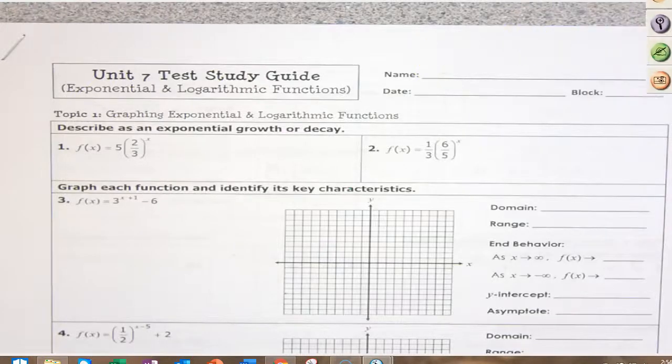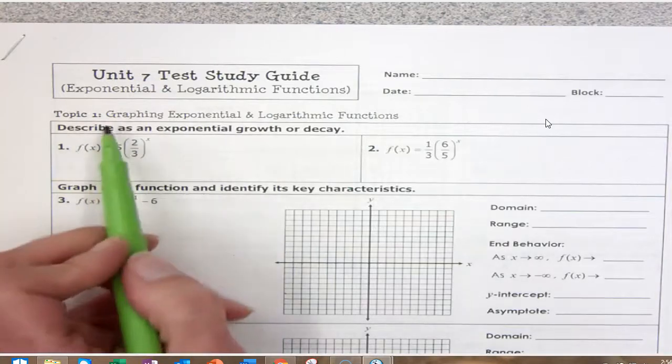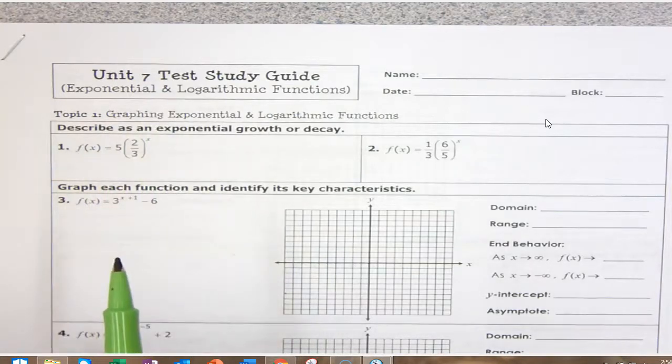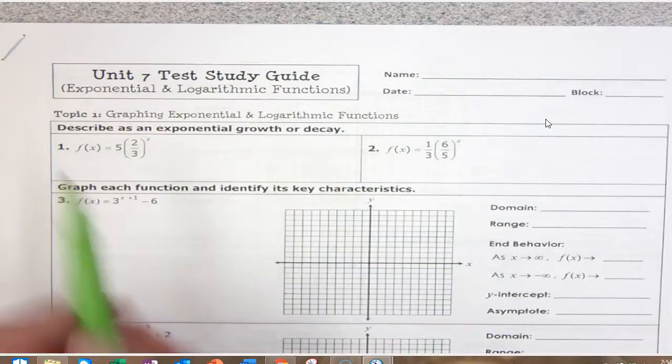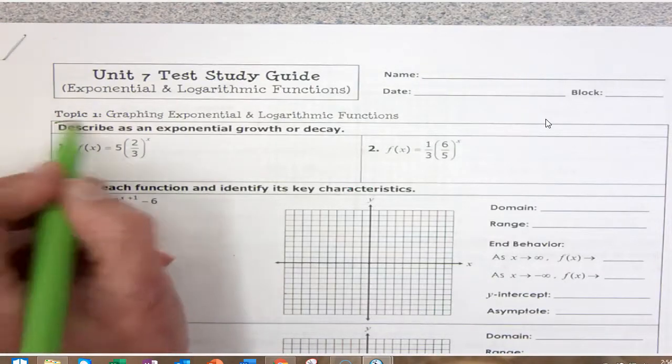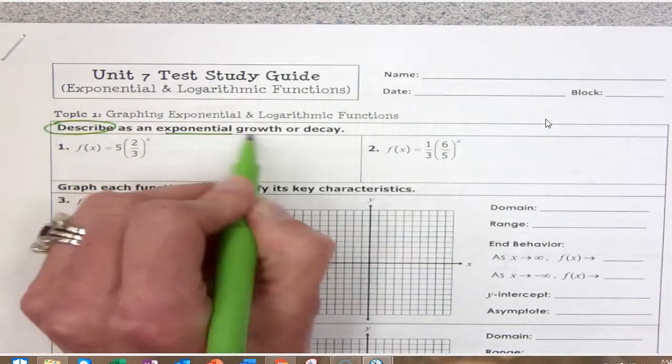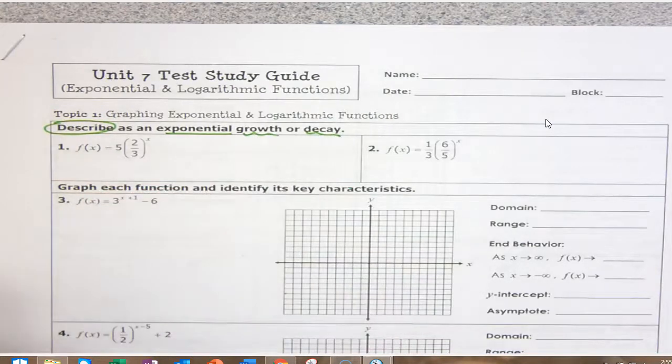Alright, you guys, this is going to be the unit guide, the study review for the Unit 7 test. So, first of all, graphing exponential and logarithmic functions described as an exponential growth or decay.